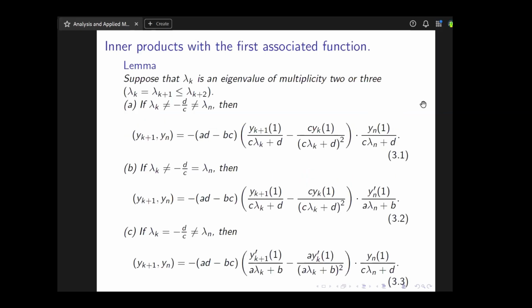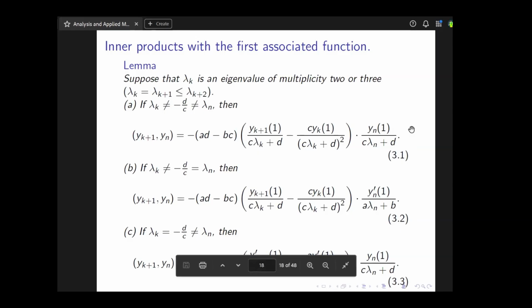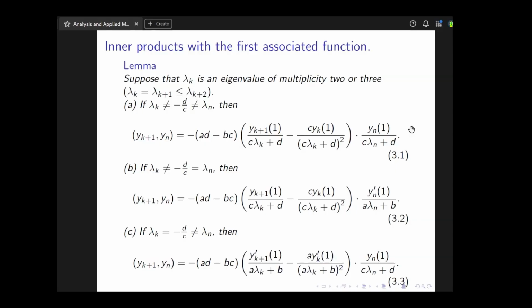Using the definition of the first associated function, we can find its inner product with ordinary eigenfunctions. As you can see, several cases are possible here. That's what makes this problem harder. Lambda k, which is a multiple eigenvalue, is different from minus d over c. Lambda n is also different from minus d over c. When one of them is equal to minus d over c, the formula also changes.